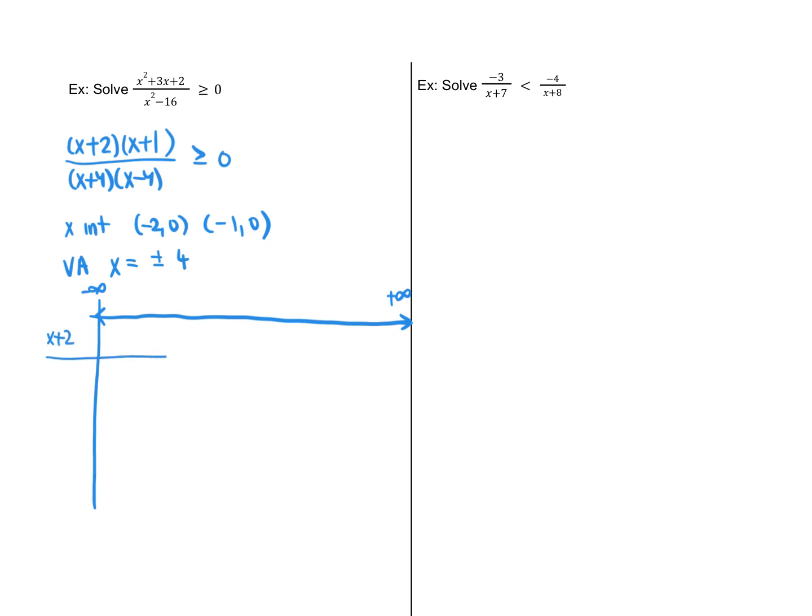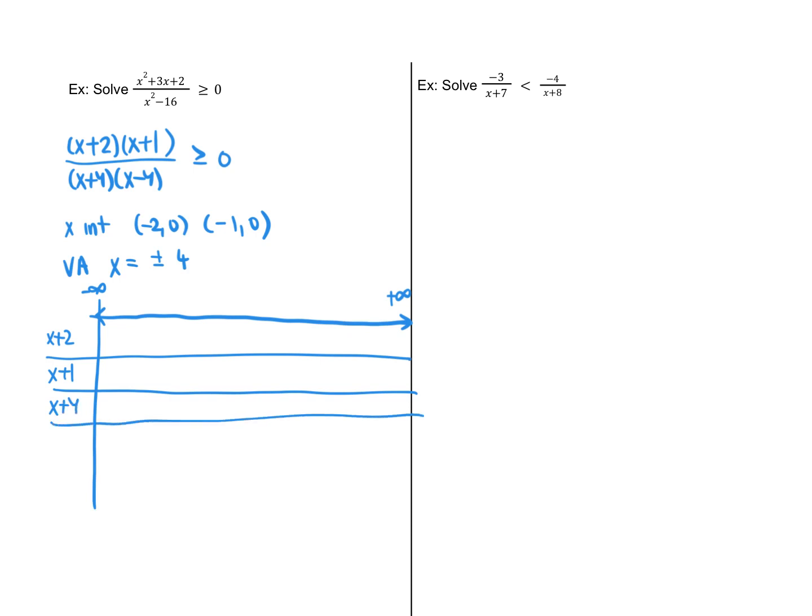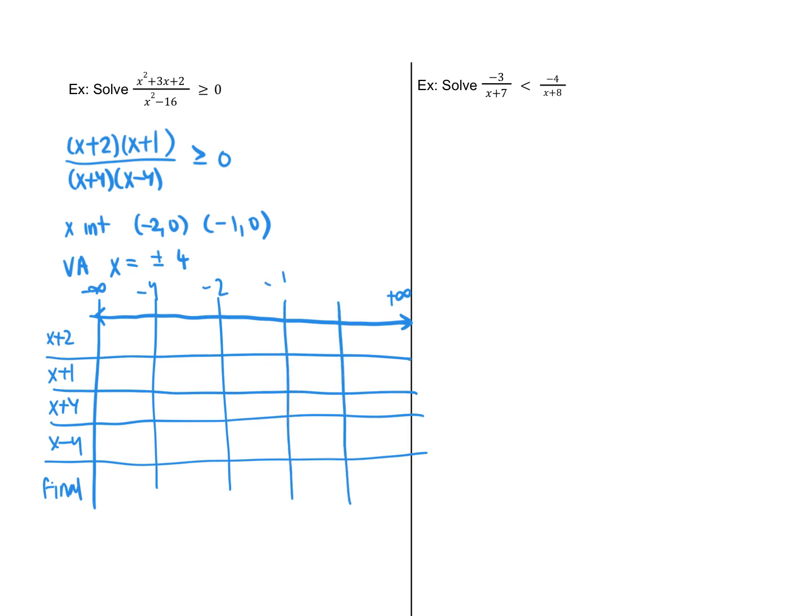So I have x plus 2, I have x plus 1, I have x plus 4, x minus 4, and then my final. Okay, and now I'll create my number line: -4, -2, -1, and +4. So now let's see the signs.